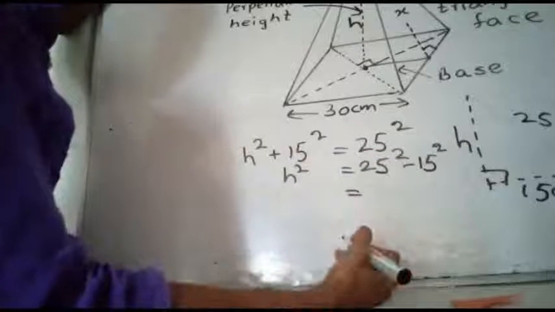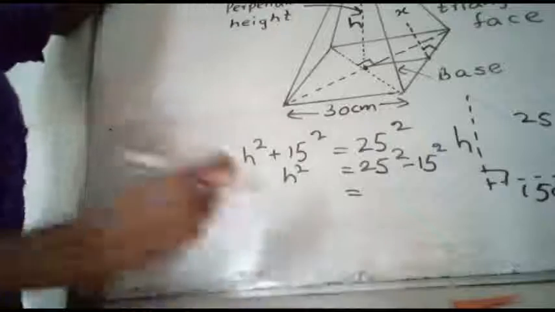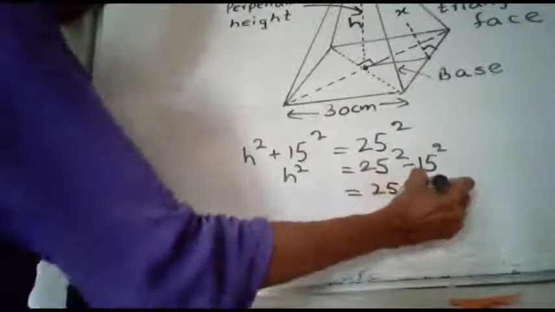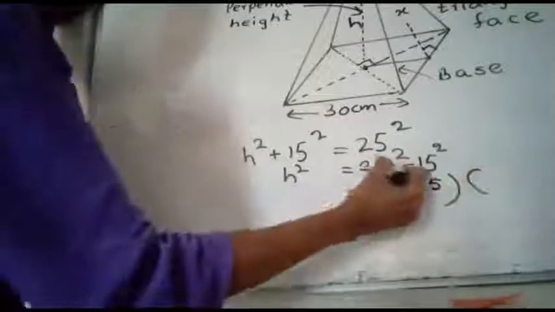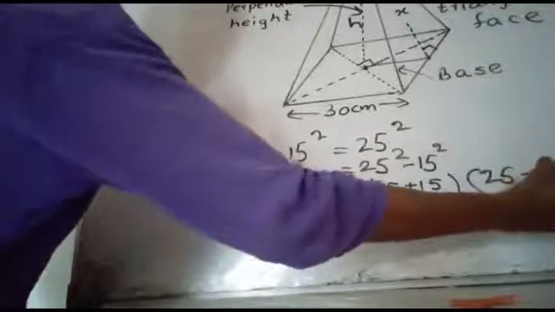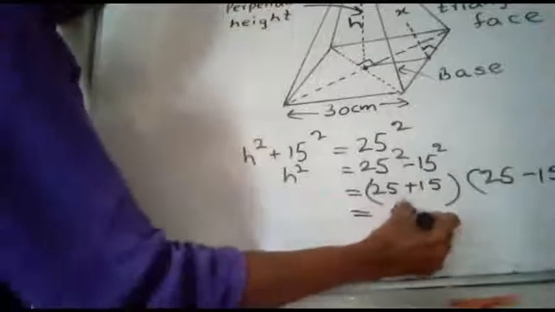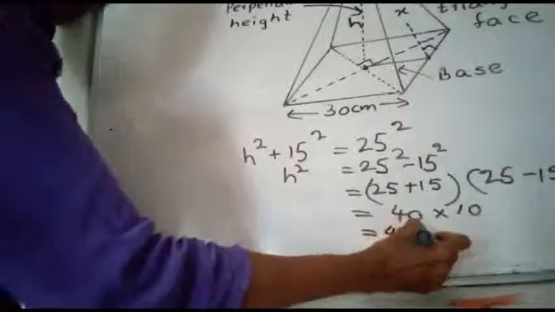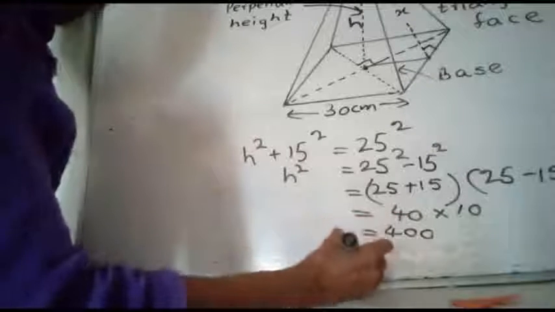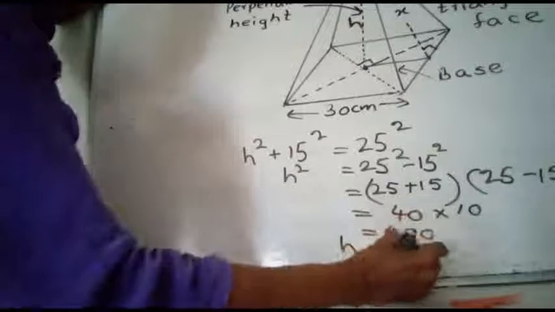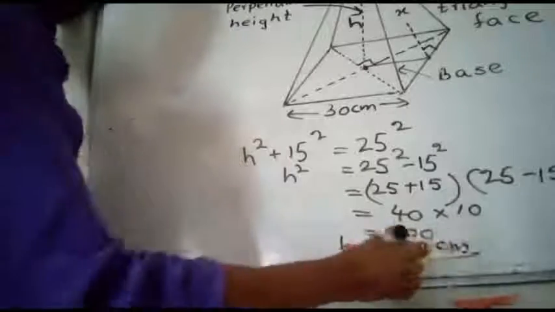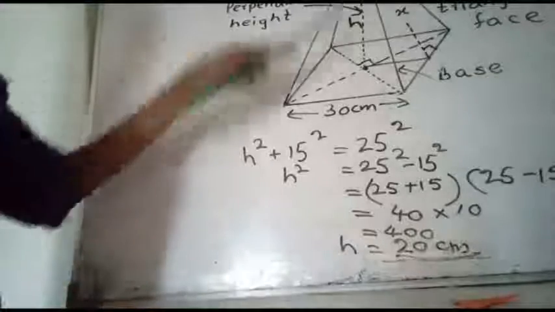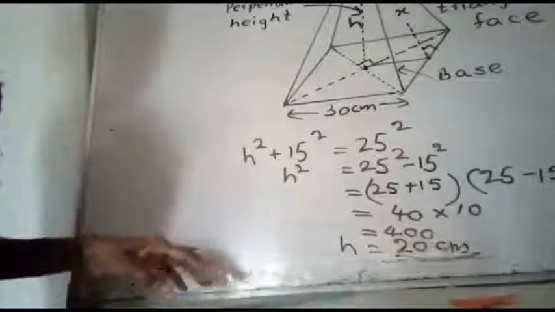By using the knowledge of factors, 25 plus 15 is one factor. The other factor is 25 subtract 15. 40 multiplied by 10 is equal to 400. H squared is equal to 400. H is equal to the square root of 400, which is 20 centimeters. The perpendicular distance between the apex and the center of the square base is equal to 20 centimeters.